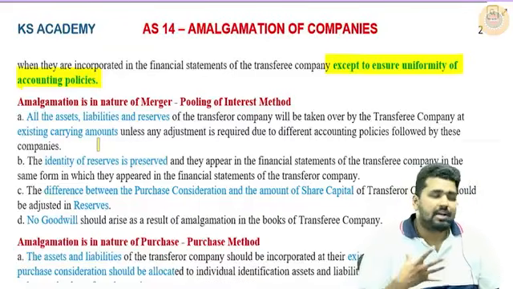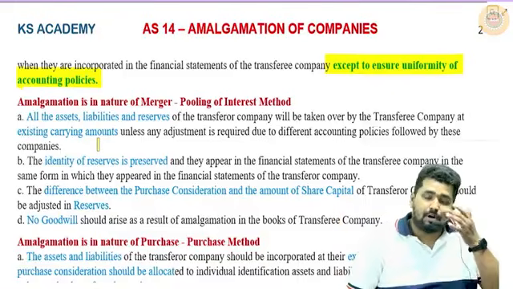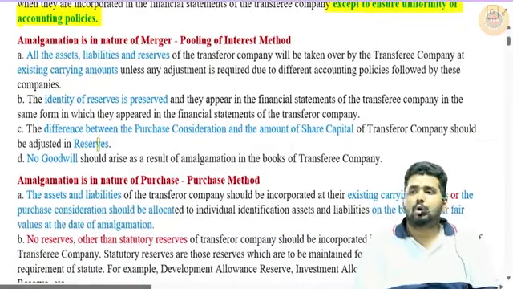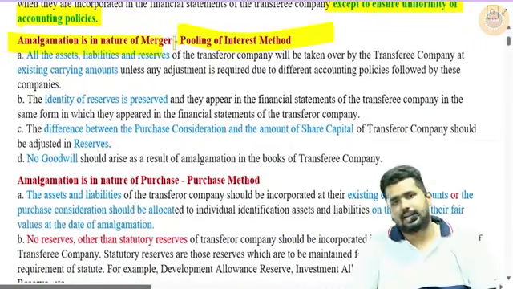Clear? So the identity of the reserves of the seller company is preserved in the books of the purchasing company. It will not be changed. Clear? No goodwill or capital reserve will arise at the time of the pooling of interest method, amalgamation in the nature of merger.